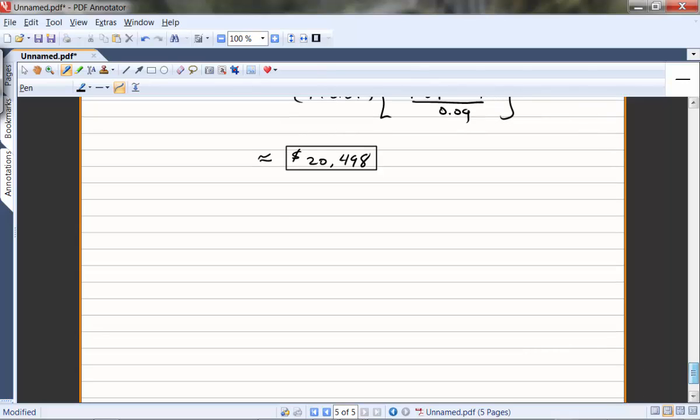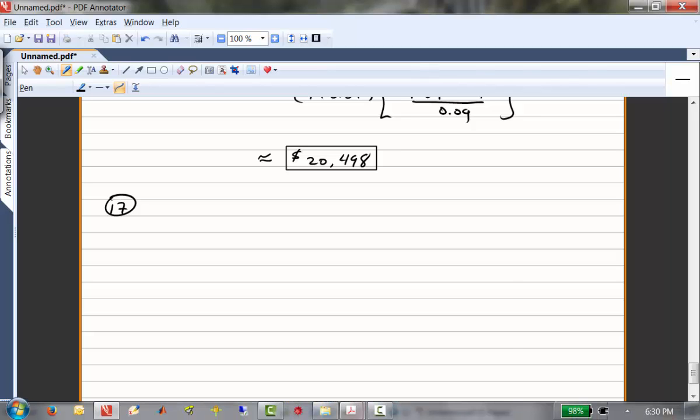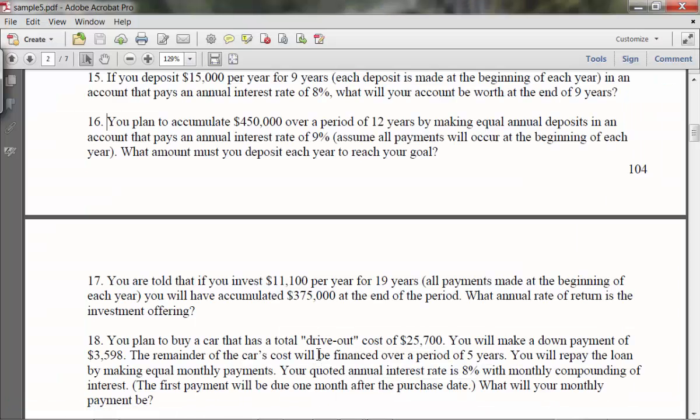Number 17 is another Newton's method one. It asks for what's the annual rate of return. Whenever you have an annuity and you're asked for the interest rate, it's going to be a Newton's method. If it's just a single amount and they ask for the interest rate, you can solve it, right?